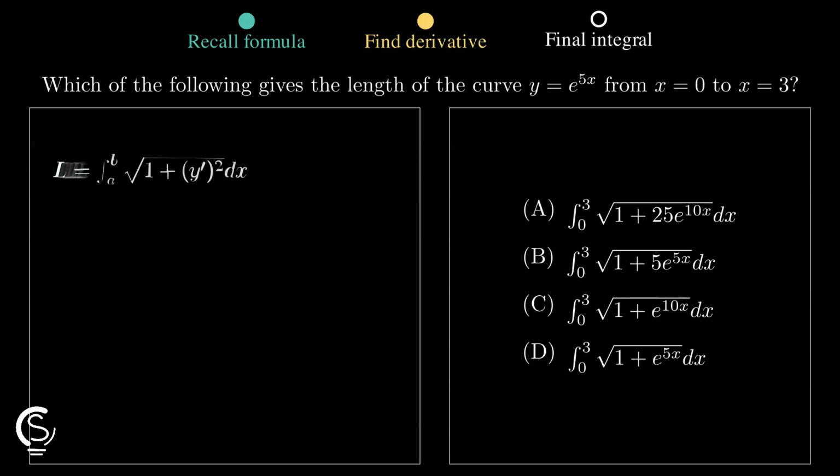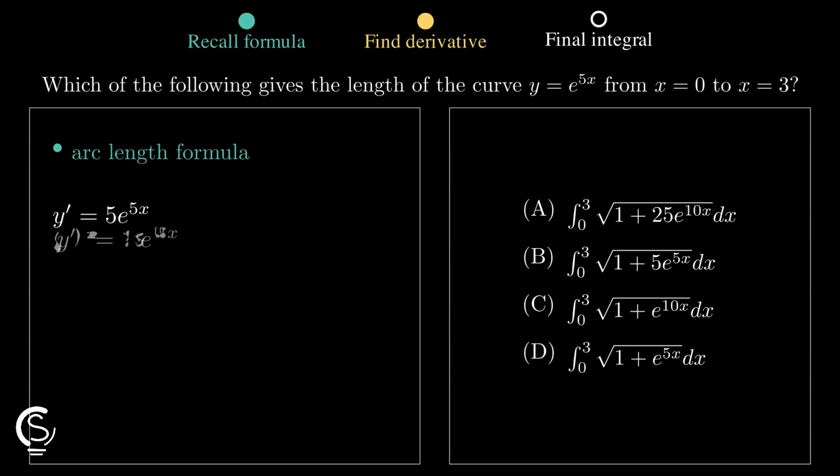First, find the derivative of e to the power of 5x, which is 5e to the 5x. Squaring this result gives us 25e to the power of 10x. So boom!